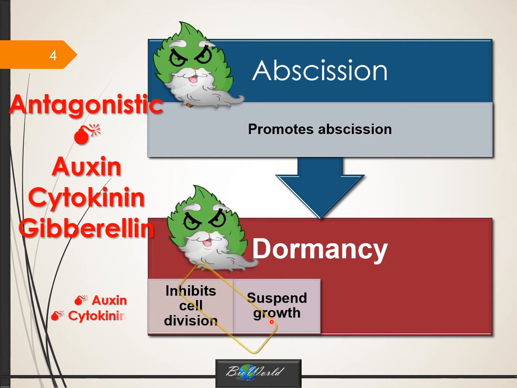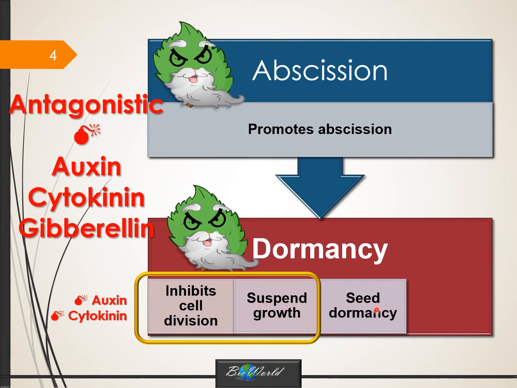This is antagonistic to the two previous hormones, auxin and cytokinin, because remember, auxin and cytokinin are necessary for cell division. Only with cell division can the plant start to grow. So abscisic acid works directly opposite to auxin and cytokinin. Besides making the plant dormant, abscisic acid also makes the seed dormant.